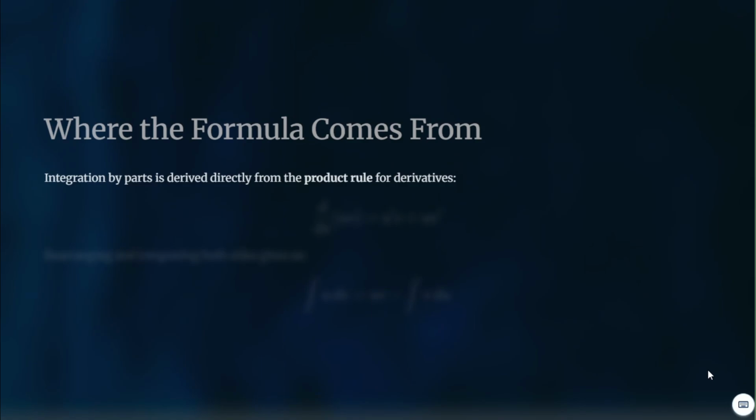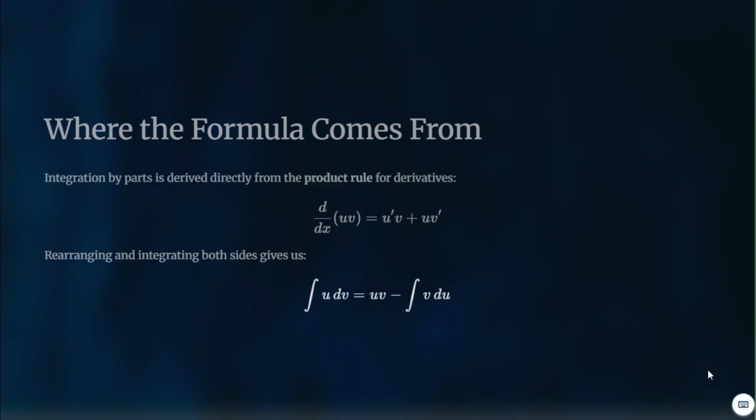Integration by parts is derived directly from the product rule for derivatives. The derivative of a product u times v would be equal to u prime times v plus u times v prime. Rearranging and integrating both sides gives us the integral of u times dv, that is, if we integrate u v prime, and that would be equal to u times v, which would be the integral of the derivative of uv, minus the integral of v du. This is the foundation of the entire method, turning one hard integral into a simple one.